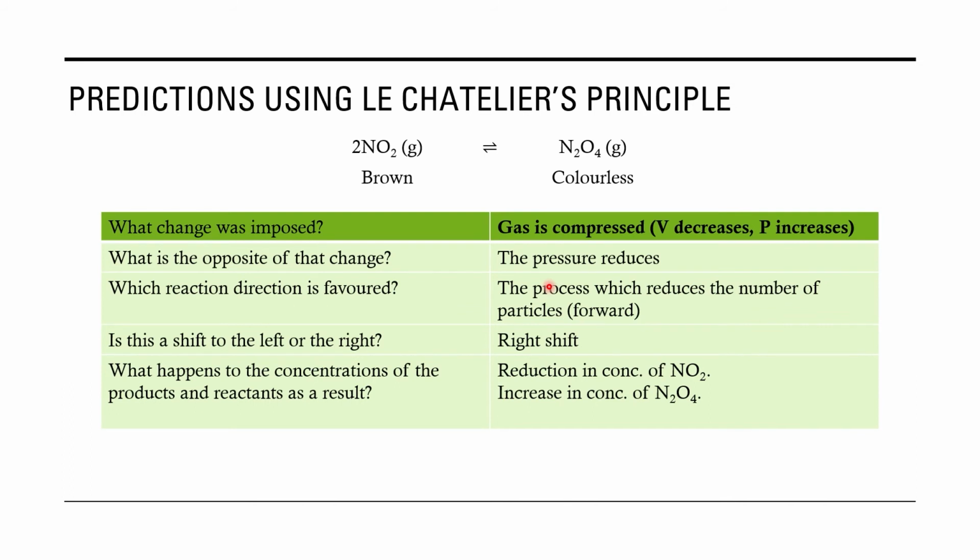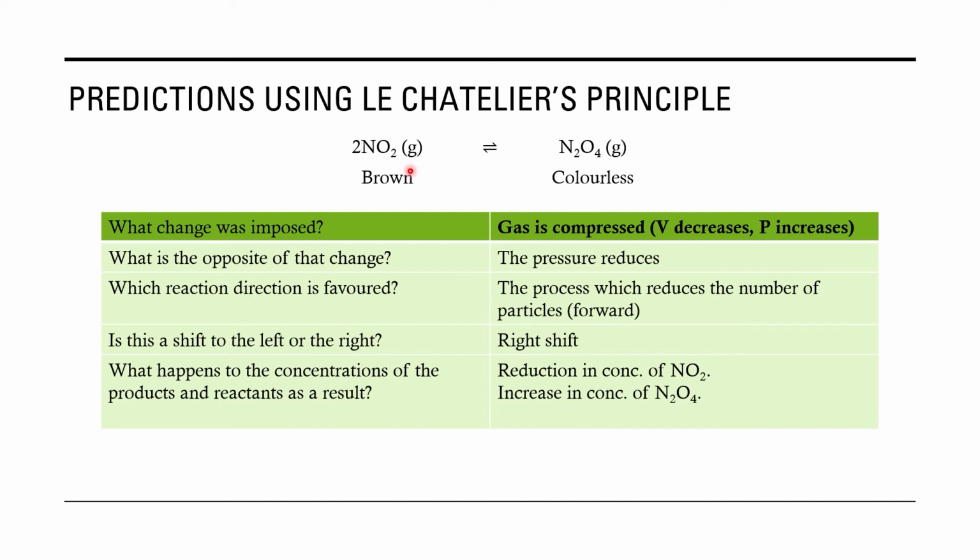And in the final example here, what I have is a compression. In other words, a decrease in the volume that the container has, meaning that the pressure of the gas will also increase. What the system is going to want to do is try to oppose that change by reducing the pressure that's in the container. And to reduce the pressure, what's going to need to happen is that the number of particles in total inside the container need to reduce as well.